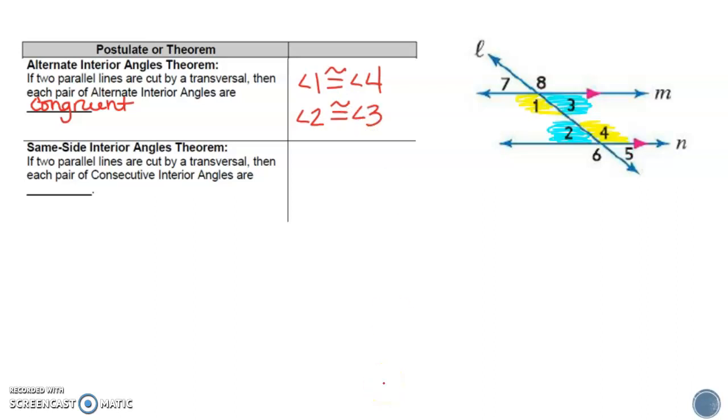The other types of interior angles we have are same side interior angles. So that would be angles 1 and 2, and that would also be the angle pair, angle 3 and angle 4. So if two parallel lines are cut by a transversal, then each pair of consecutive or same side interior angles would be considered supplementary.